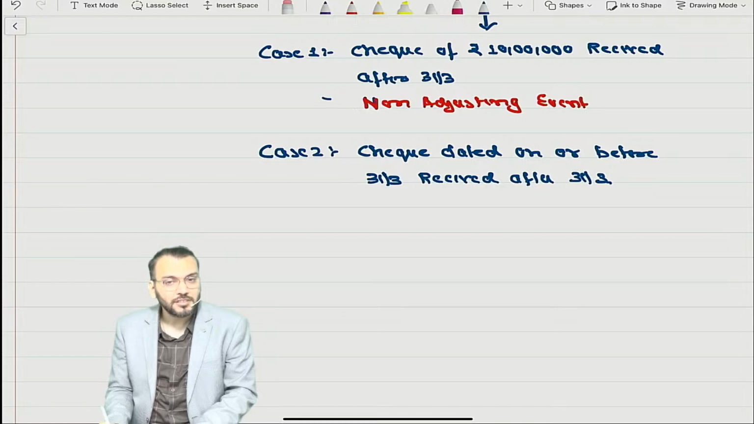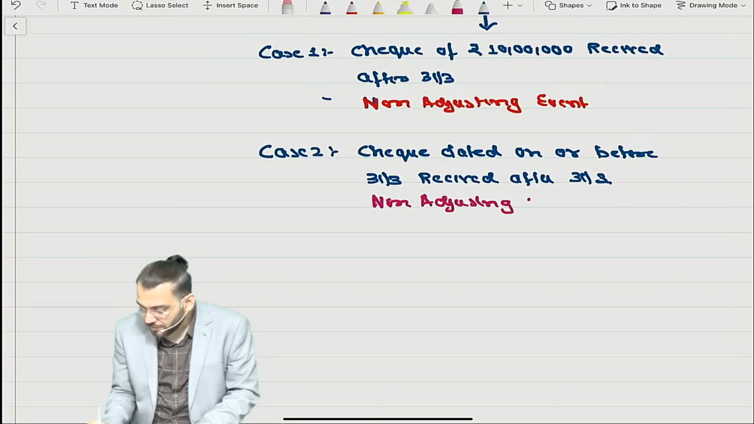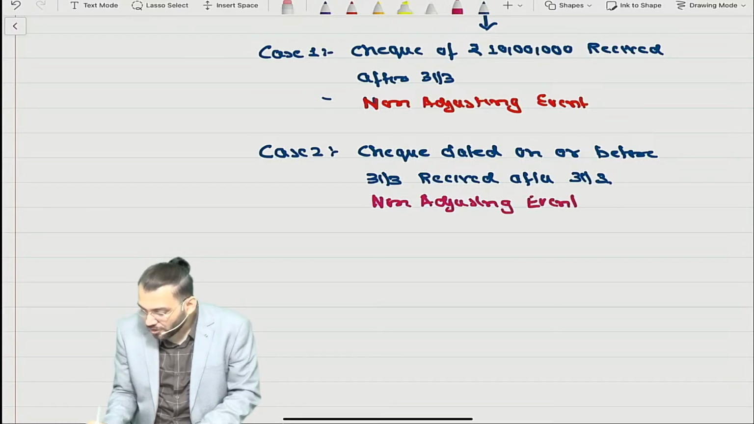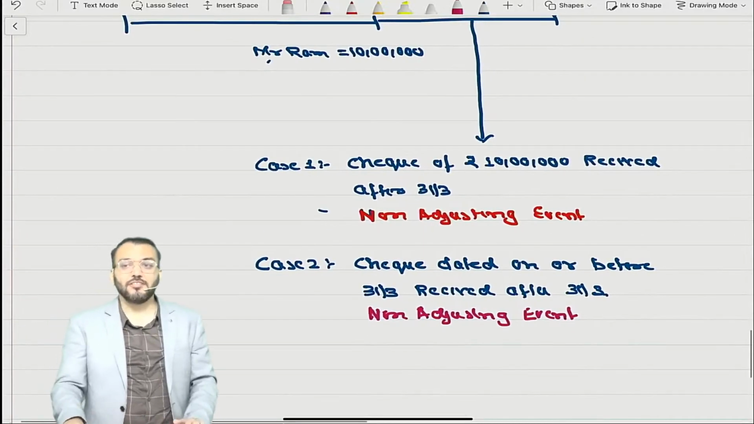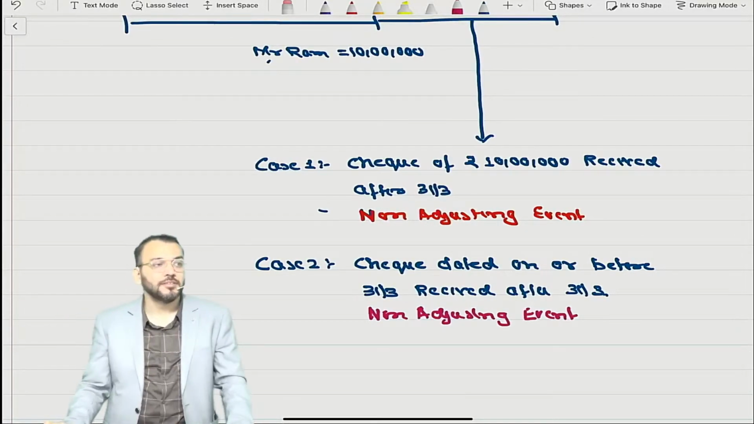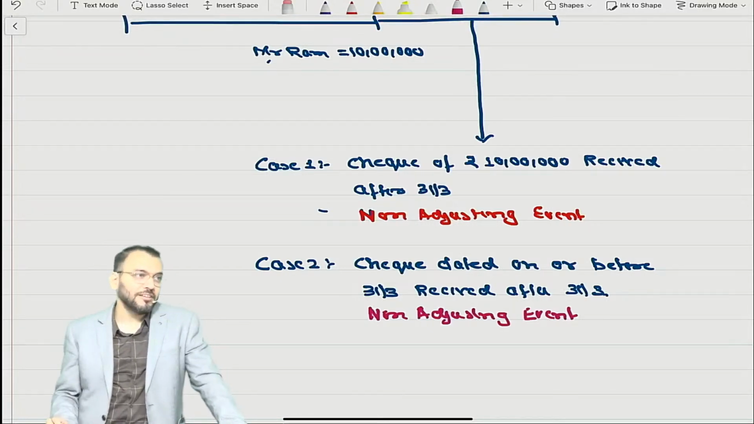Adjusting. Can I lock it? It is a non-adjusting event. This is one thing till now you have not understood. It is a non-adjusting event, and this is a CA Inter exam question.